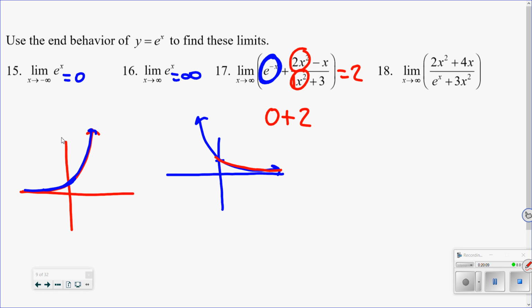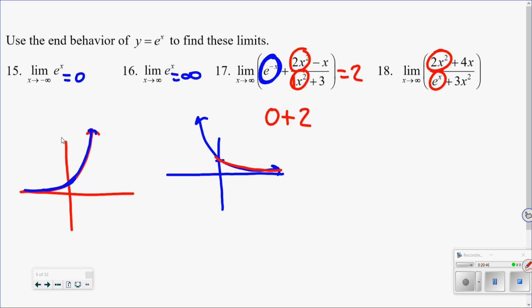All right, look at 18. I have 2x squared plus 4x over e to the x plus 3x squared. Now we said we always compare the highest powers. Hopefully this makes sense. You guys talked about this in Math 2 and Math 3. But e to the x gets bigger faster than 3x squared. Exponentials get bigger faster than polynomials. So what that means is I'm going to compare the 2x squared up on top to the e to the x on the bottom. And I'm just thinking, what happens as x gets really big?